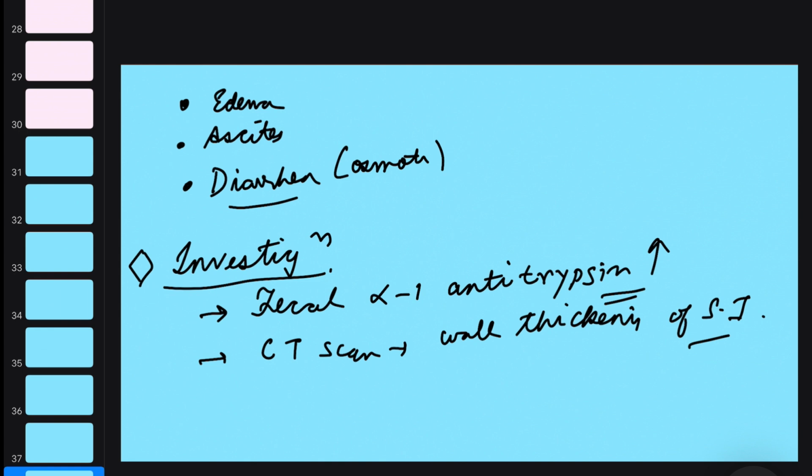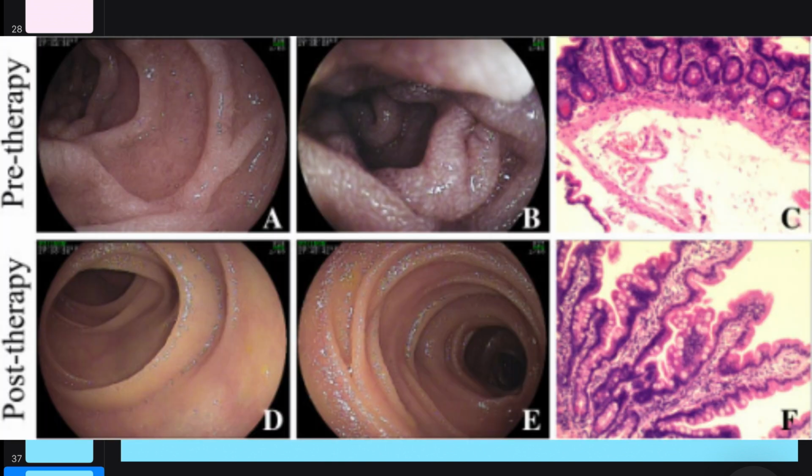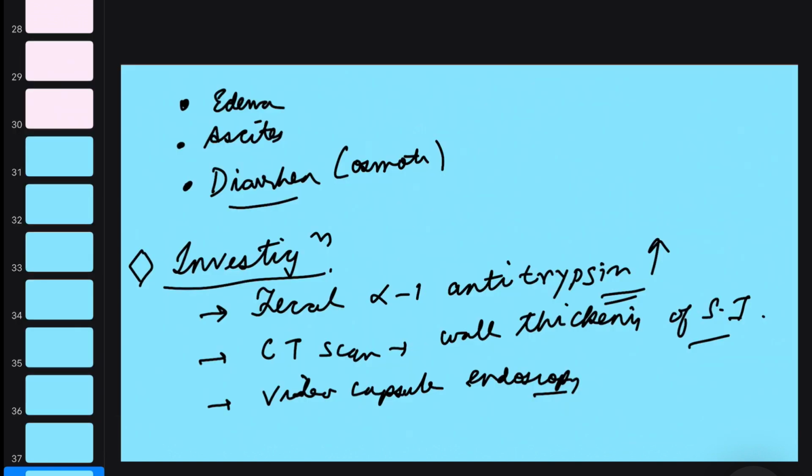And other than that, another viable thing is video capsule endoscopy. Another way of endoscopy: a small capsule with a camera fitted is ingested, goes in, records all of that, and we retrieve the data. We can see that on a monitor outside. This is video capsule endoscopy.